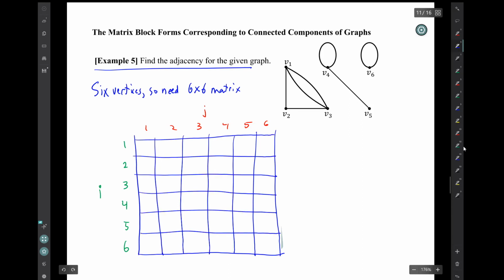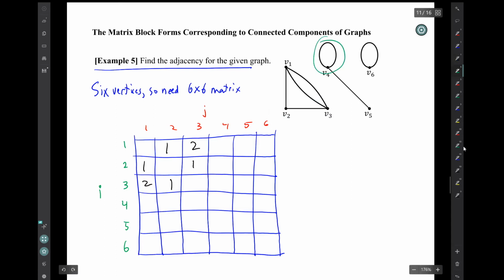All right, we have an edge connecting V1 and V2. So that means there should be a 1 in this cell and also in this cell. We have 2 edges connecting V1 and V3. So there should be a 2 in this cell and this cell. There's 1 edge connecting V2 and V3. So that means that there should be a 1 in this cell, in this cell.